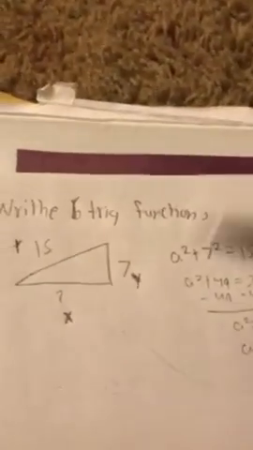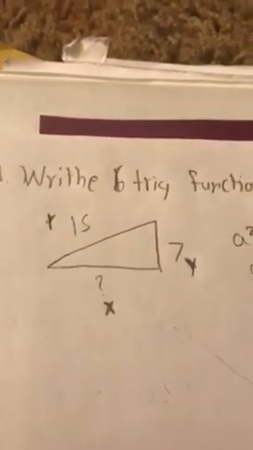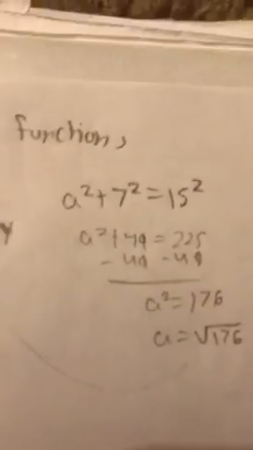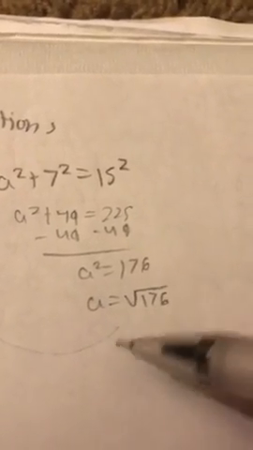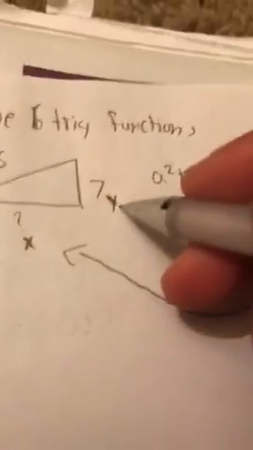And our last problem, we're trying to find all 6 trig functions from this triangle, and you basically use the Pythagorean theorem to get that. A squared is equal to 176, so A is square root of 176, so we found our x value. And the sine is y over r, so this is y, hypotenuse is r, so it's 7 over 15. Cosine is x over r, so it's square root of 176 over 15.